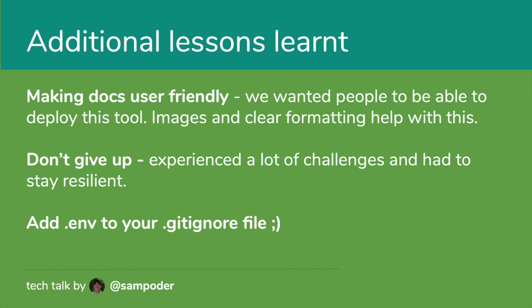So some additional lessons that we learnt. We learnt a lot about making docs user-friendly. So we looked into open source projects and we saw how they had done it. And we wanted people to really be able to deploy this tool really easily. So we found that images and clear formatting help with this, creating everything that's easily formatted. And then we learned, just don't give up. We experienced a lot of challenges and had to stay resilient. And finally, of course, add a .env to your git ignore file because really you don't want to be committing API keys.